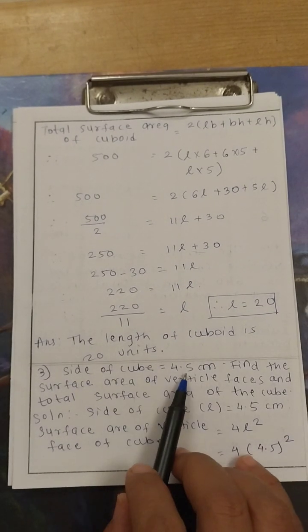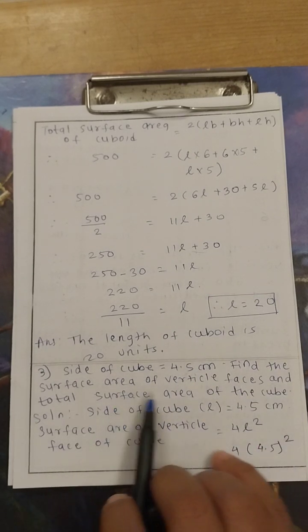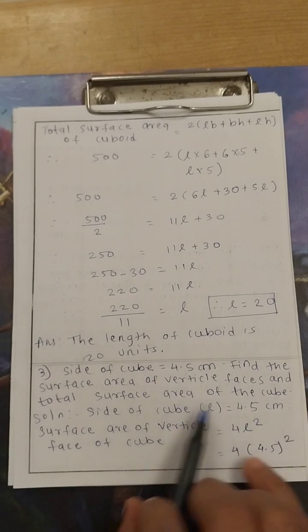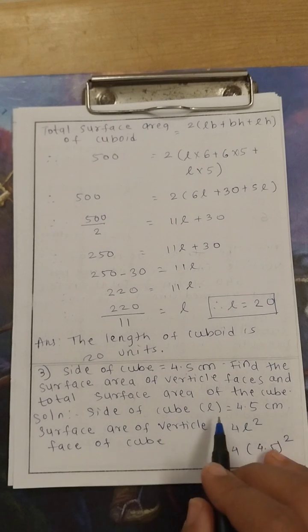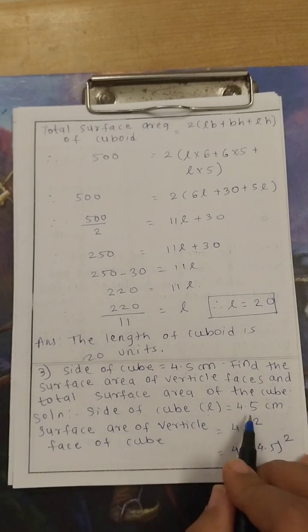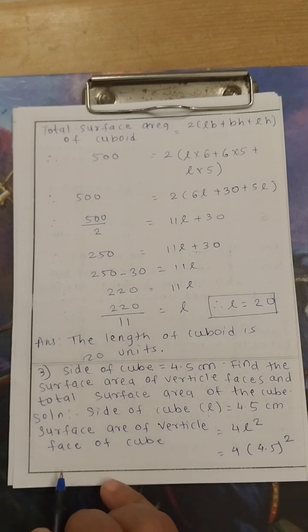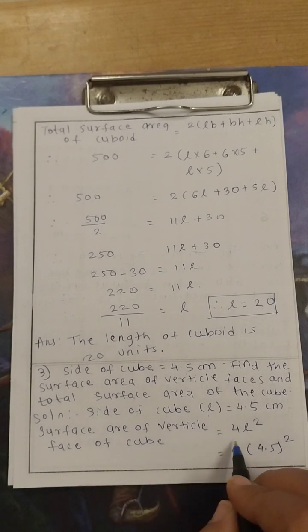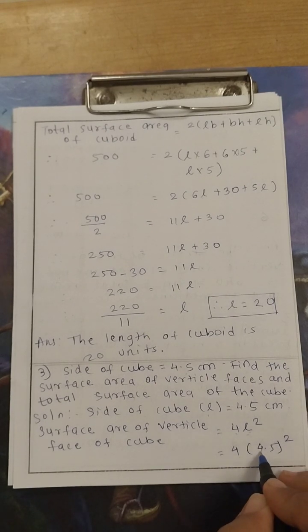Side of cube is equal to 4.5 centimeter. Find the surface area of vertical faces and total surface area of a cube. What is the solution? Side of a cube, L, edge, is equal to 4.5 centimeter, which is given. Surface area of vertical faces of cube, formula is 4L square. Therefore 4 into 4.5 square.